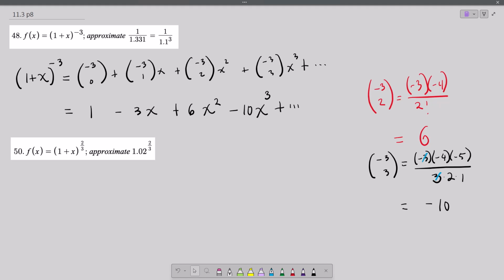The p-value is -3. And if we go back and look, the interval of convergence here will be -1 to 1, and we're going to exclude the endpoints. So that's going to be given to you.